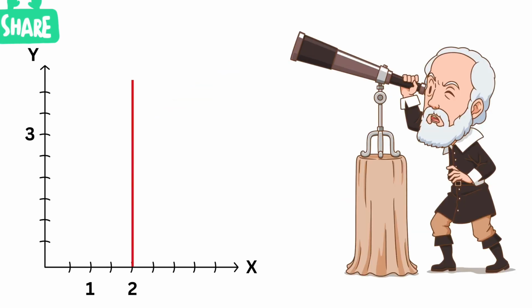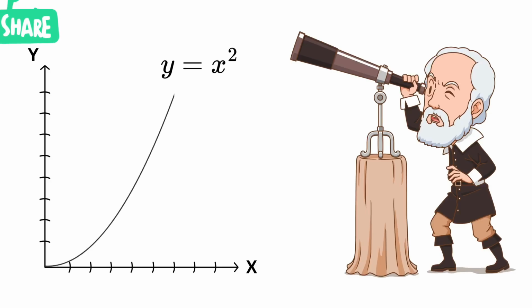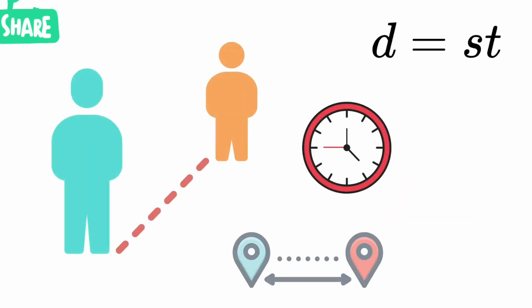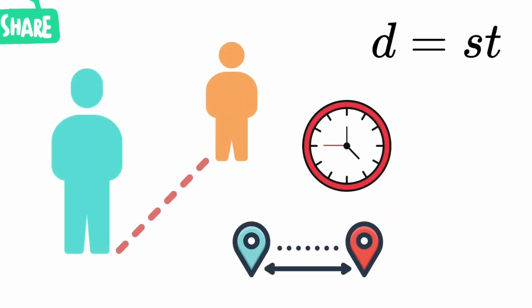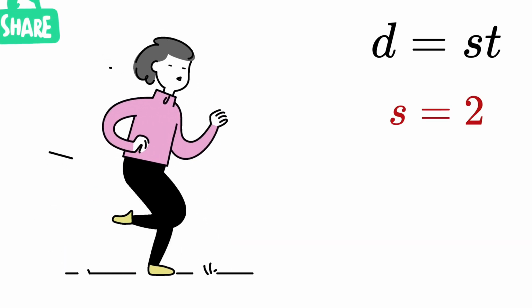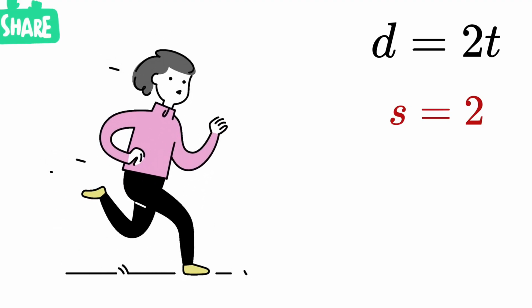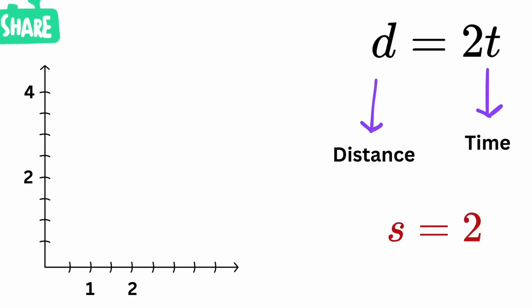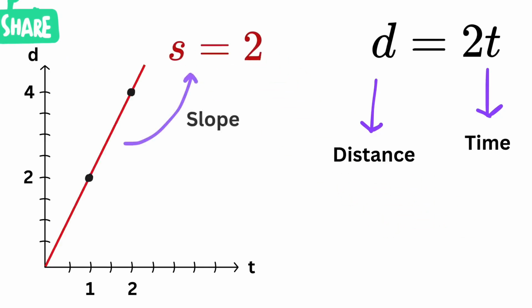But then, someone like Galileo might come along and say, what about something like y equals x squared? That's not a straight line. It's a curve. For example, we all know that distance equals speed into time. Now assume you are running at a constant speed, say 2 meters per second. So d will now be equal to 2t, where d is the distance and t is the time, right? Now if I draw this graph where I put time on x-axis and distance on y-axis, then we get this straight line, and the slope of this line will be the same as your constant speed of 2.